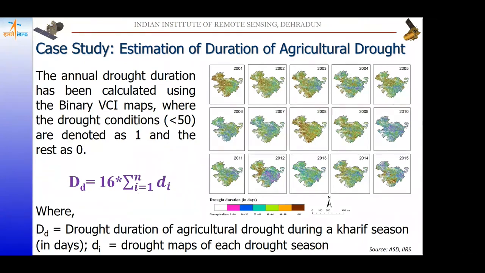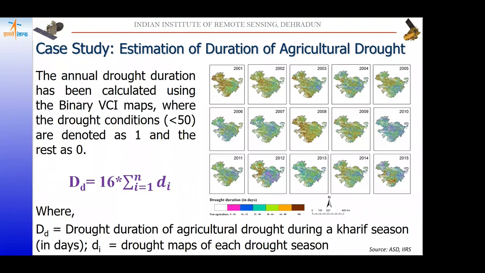So where there is a 1 in the binary VCI map, there is a drought situation in the image, and we use the respective formula. The capital D defines the drought duration of agriculture drought during the particular Kharif season, which is 16 multiplied by the summation of i equals 1 to n of small d i.